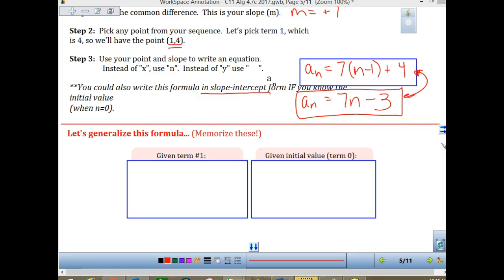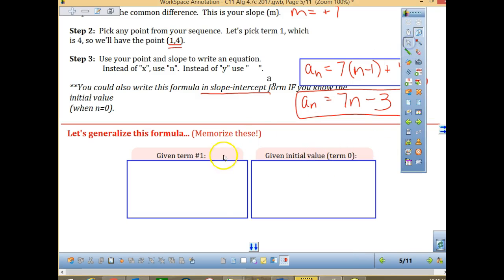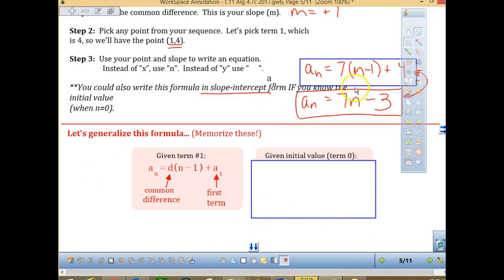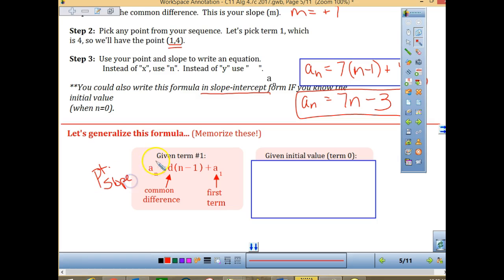So it says if you're given term number 1, how do you want to write your equation? We want to write it point slope. Okay. So when we look at this, if we are given an equation and you're given the term number 1, you definitely want to go point slope. Point slope if you're given term number 1.